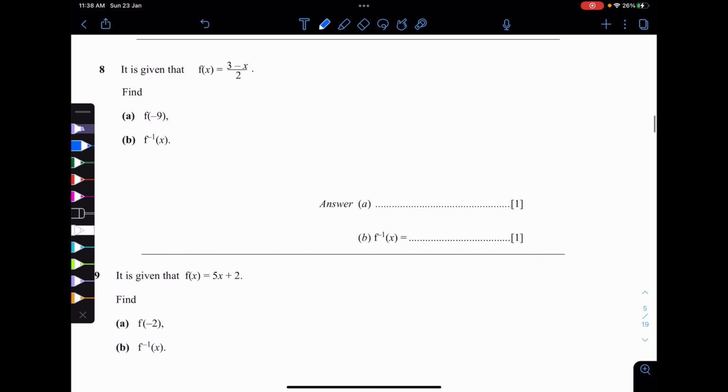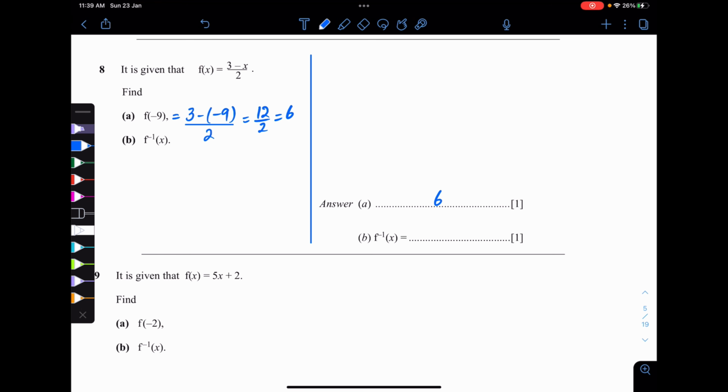All right, let's move to question number 8. It's a pretty much straightforward question. The first part is simply asking us to go to function f and put x is equal to -9. So 3 minus -9 over 2. So it's going to be 3 plus 9, which is 12 over 2. The answer is going to be 6 for the first part.